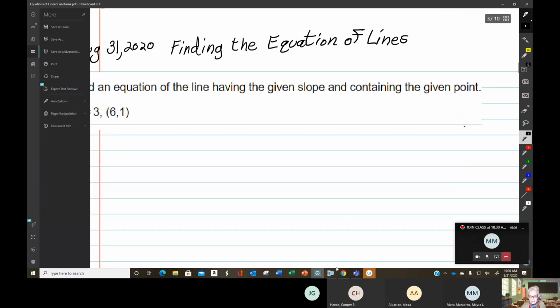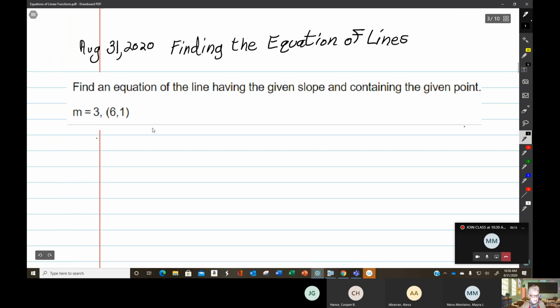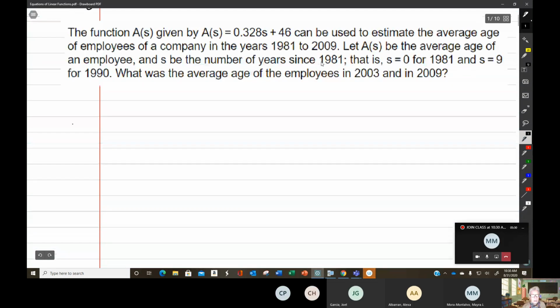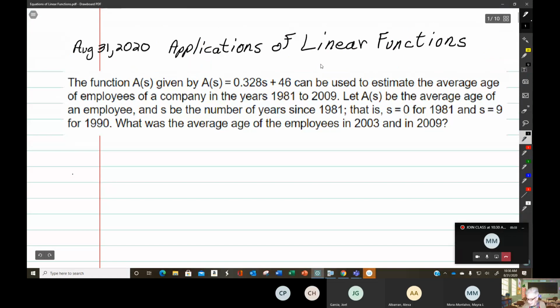Okay, today is August 31st, 2020, and we are going to be finding the equations of lines, but before then, oops, I need an S there. There. Before we do that, we get some word problems. Okay, let's check this out.